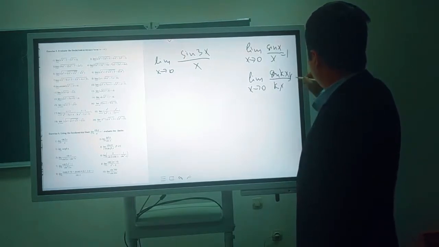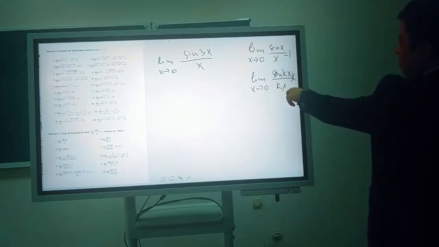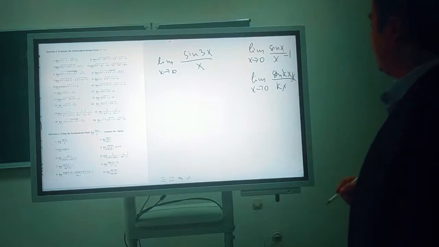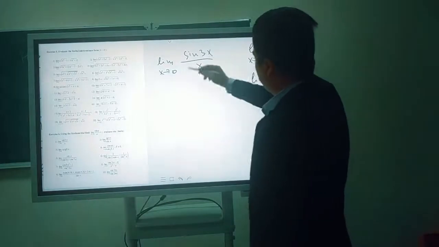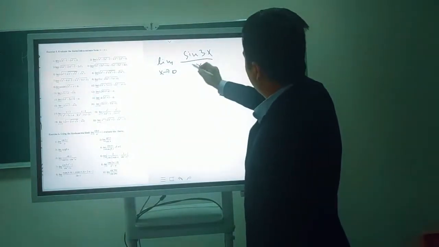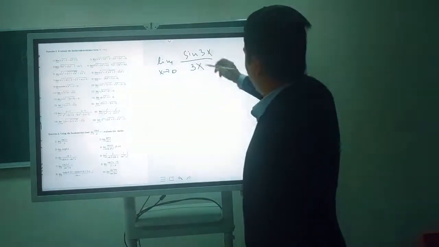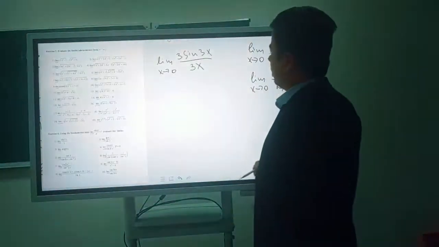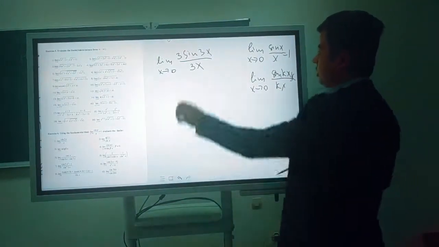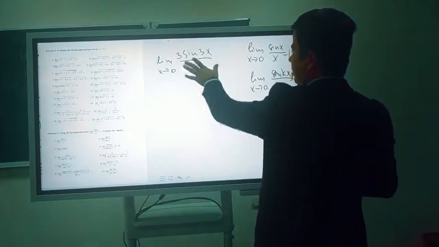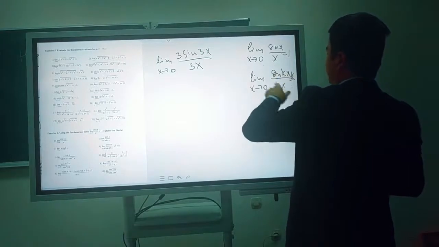This is k. So sine kx over kx, this is k. And here we need to do this kx, so multiply by 3 and divide by 3. So 3 over 3, we don't change our example, but we use our fundamental limit.